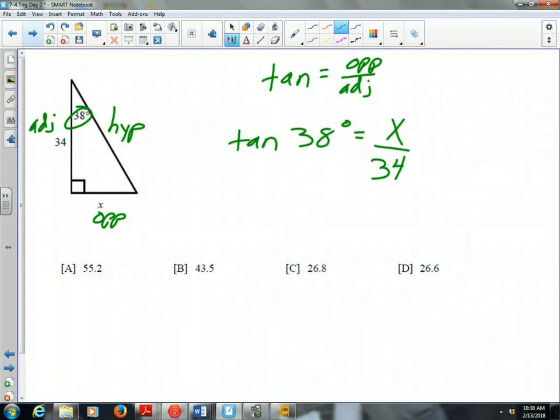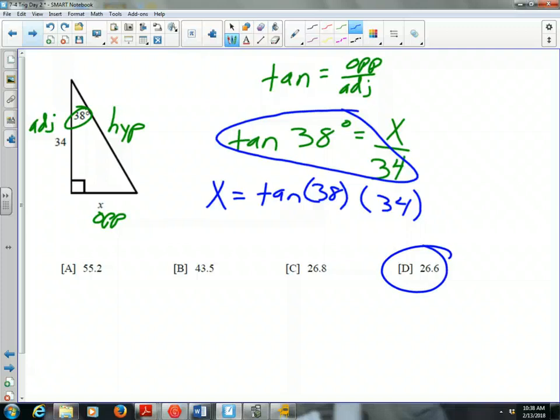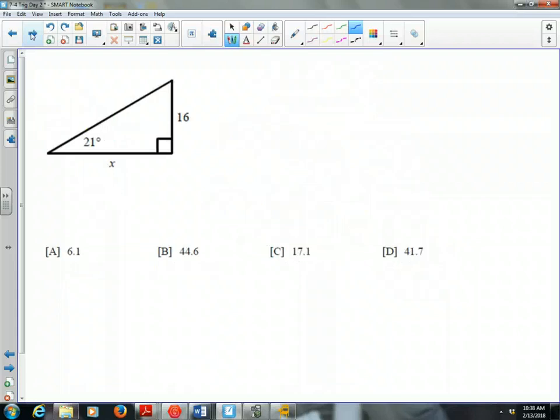You don't have to change your means and extremes around on this one. You just simply cross multiply these two. And bangarang, you get the answer. X equals the tangent of 38 times 34. So tangent of 38 times 34, you should get 26.6. X equals 26.6. Why don't you guys pause the video and try the last two on your own, please.